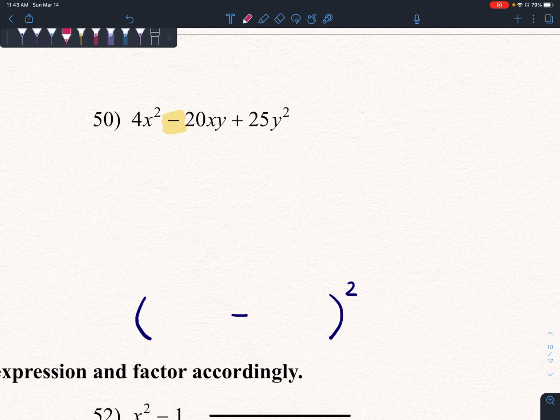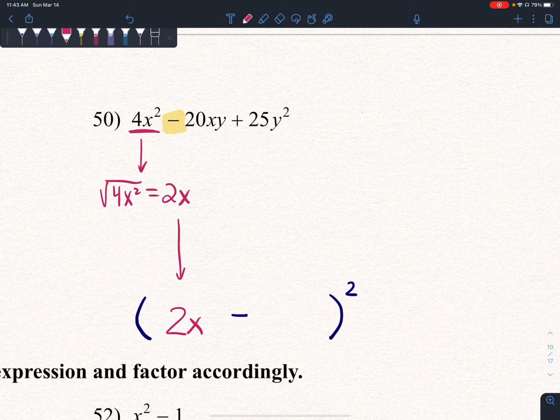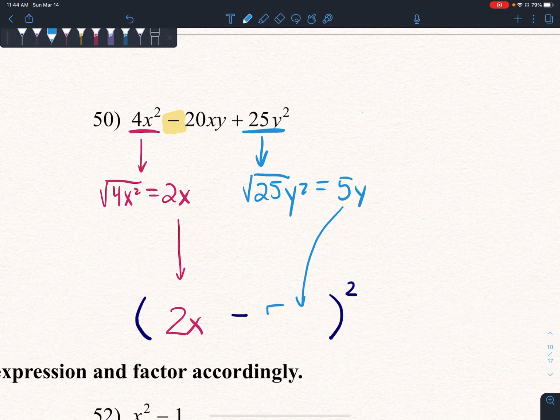So now we can do the same thing for x squared. We take the square root of 4x squared. That gives us 2x. That goes in the first spot. Same thing to the last term. We take the square root of 25y squared. That gives us 5y. We put that in the second spot.